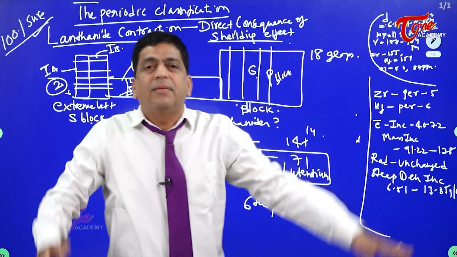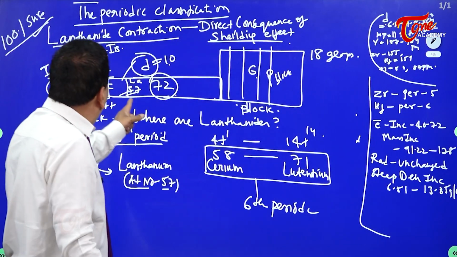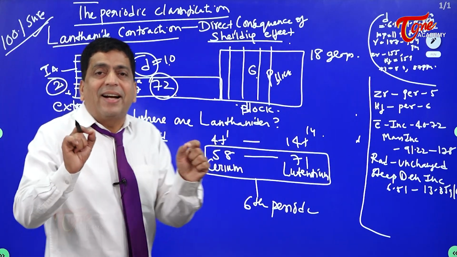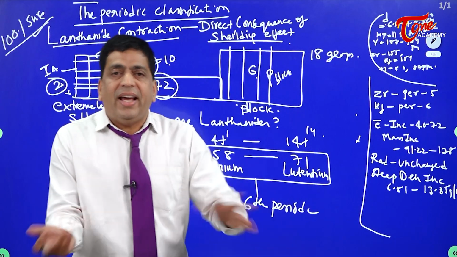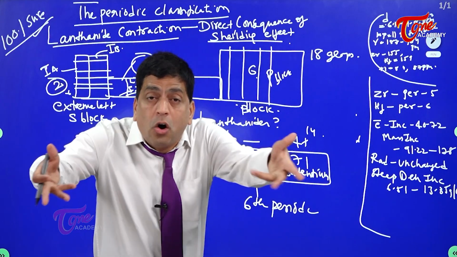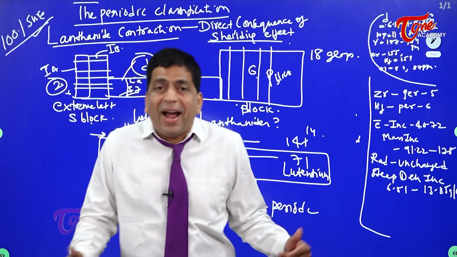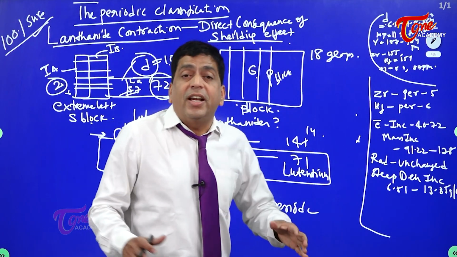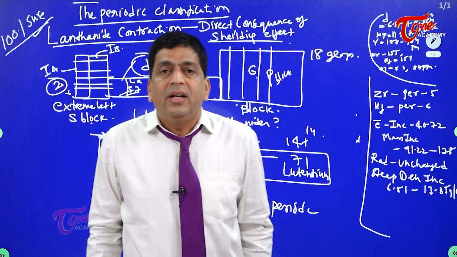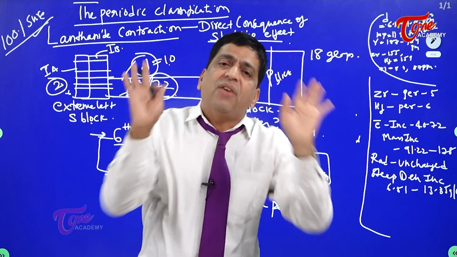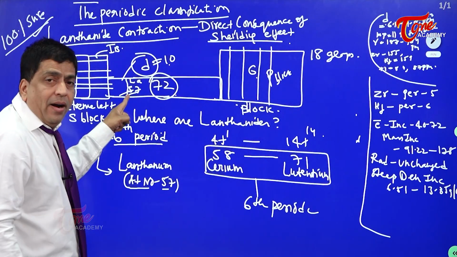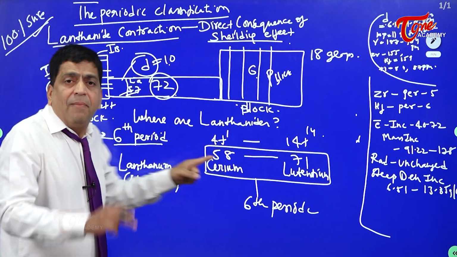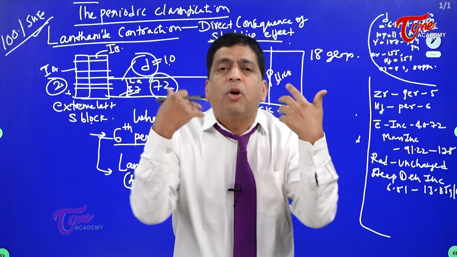The harmony is lost. Because in lanthanum, the electrons enter D, D1. Then we expect the 58th element, cerium, to be D2. But the electron won't enter D, it enters F. So if it is D1 and then F, the entire decorum of the periodic table is lost.